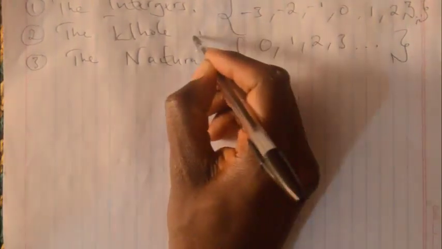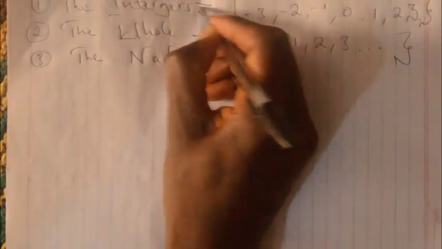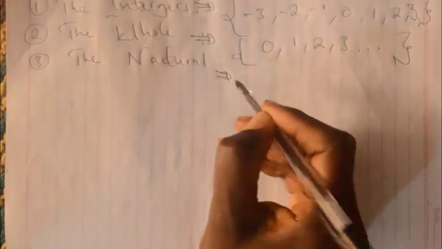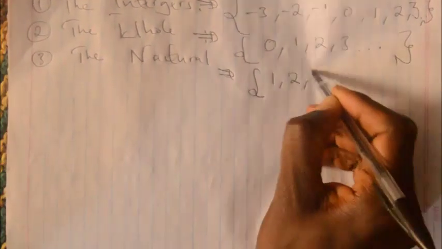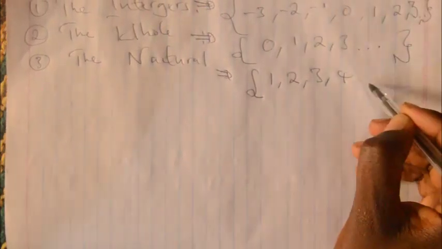So we also have the following numbers. We've got the natural numbers. On the natural numbers, let me indicate here because I've not written properly. So we also have the natural numbers, which are 1, 2, 3, 4, and so on and so forth, to infinity. Now these ones are what we call the natural numbers, the whole numbers, as well as the integers, right?